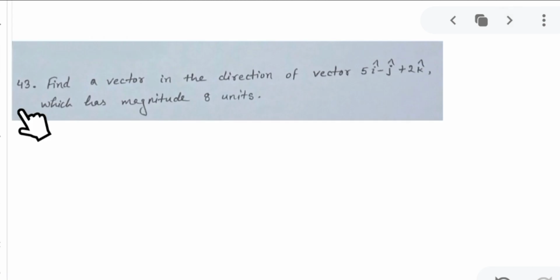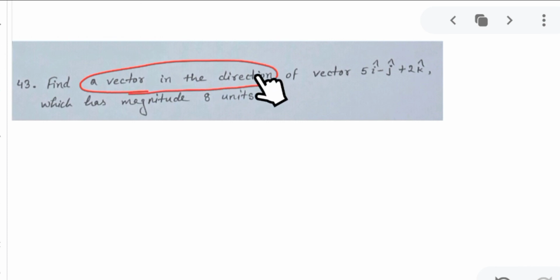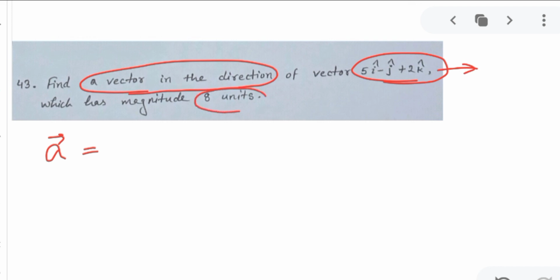Now the next question is question number 43. We have to find a vector in the direction of this vector. Suppose A is a vector, so the required vector will have the direction of this vector and magnitude 8. So we have to write a vector having magnitude 8 and direction towards this vector.